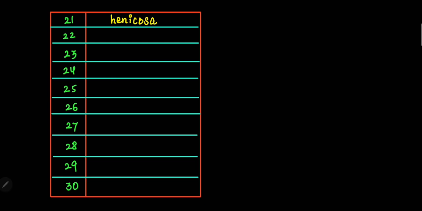For 22, whenever we have 2, we call it di or do, but in this case also it will come as do. If I use di-icosa, it is wrong, simply because O is a vowel. Whenever there is a vowel, I is being elided. Elided means it is removed.